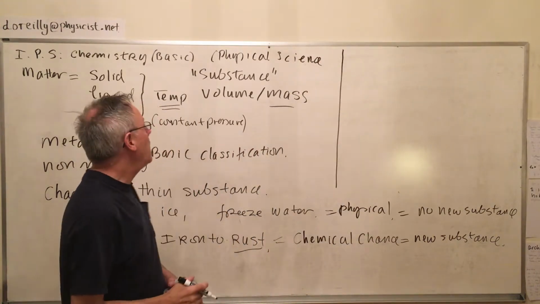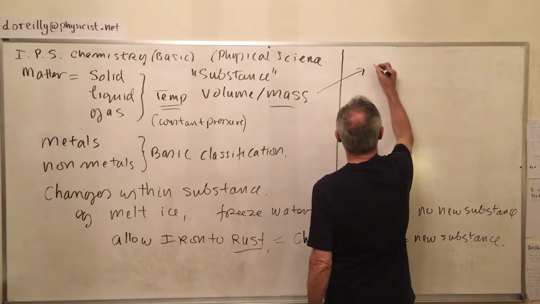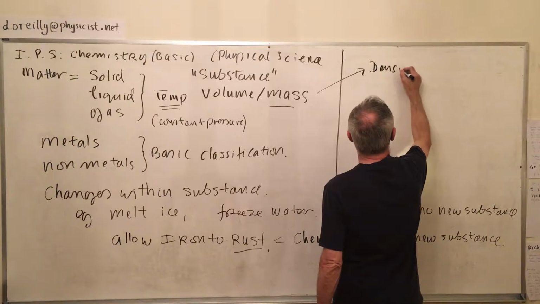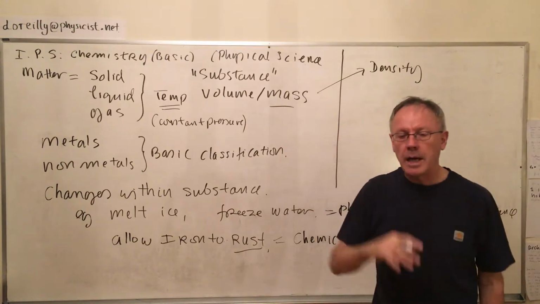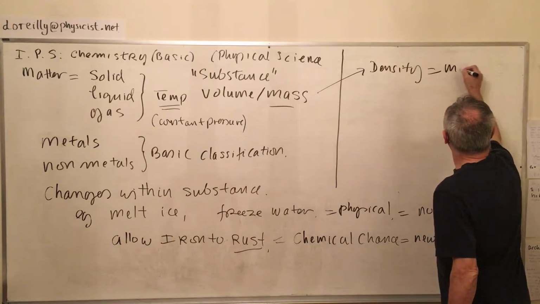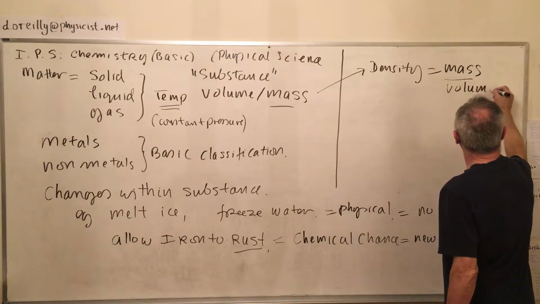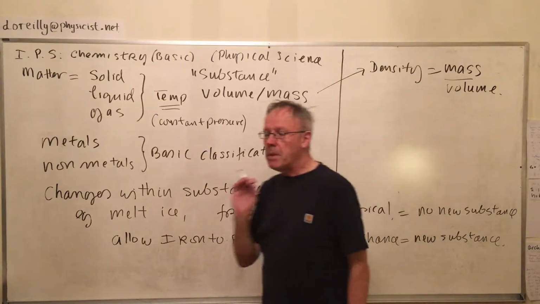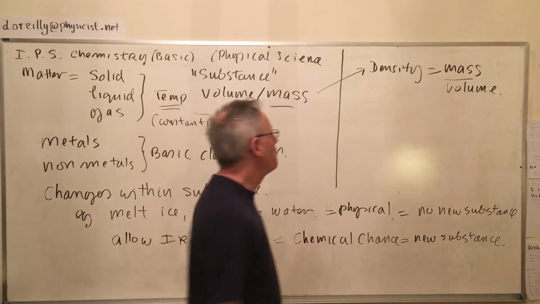Now, matter has mass. Matter has a related quantity. If I take the two things that I know about matter and relate them into a ratio, we can talk about the mass of a unit of volume, and I have a whole lesson on this.